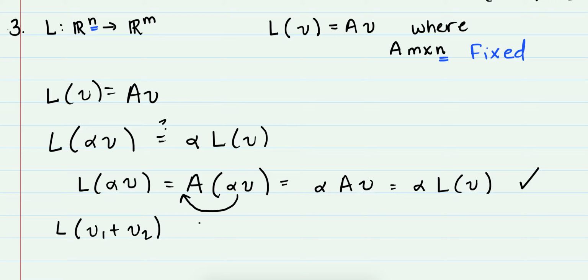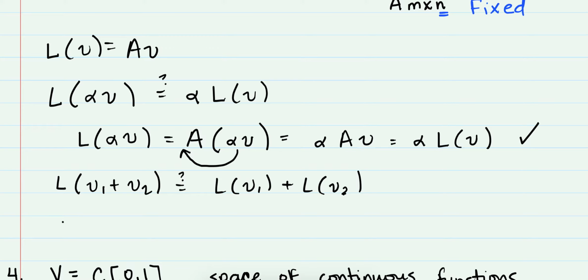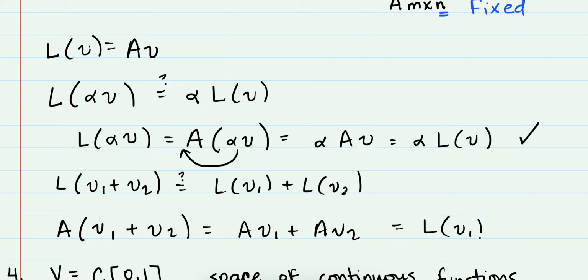Let's check the second condition. If we add two vectors and apply L, is it the same thing as applying L to the vectors and then adding them? Well, A times (v1 plus v2): what we know about matrices is we can distribute that matrix, and that is indeed L of v1 plus L of v2. So this is a linear transformation. It's really interesting. Any matrix you can think of is a linear transformation from Rn to Rm.